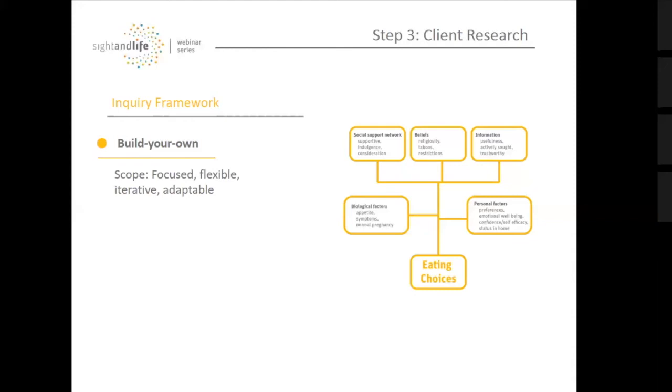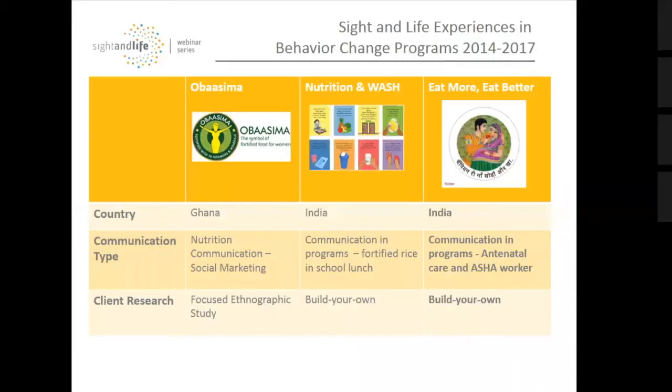The build your own framework allows you to use other approaches too. So I've seen acceptability trials being combined with build your own. I've also seen the RAP combined with acceptability trials. So at Sight and Life, we've drawn on a number of inquiry frameworks, and in Ghana, for example, for the Obasima campaign, we used the FES for women. And because we have in-house qualitative research expertise, we've designed our own inquiry frameworks for our partners in India.